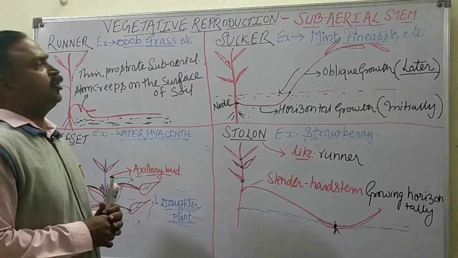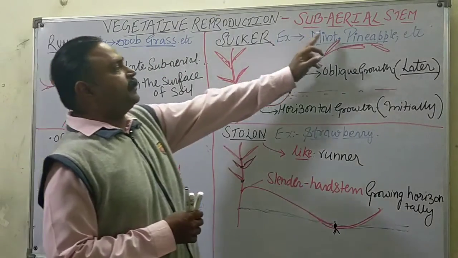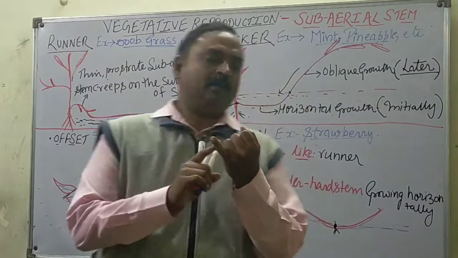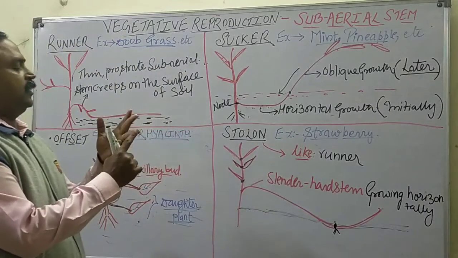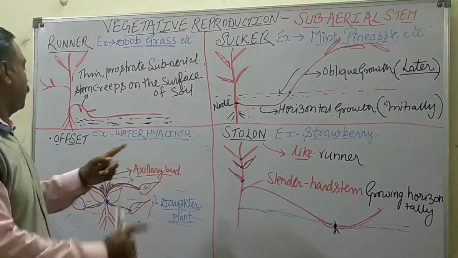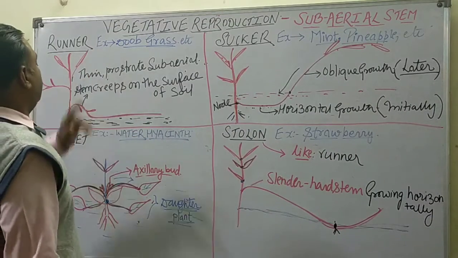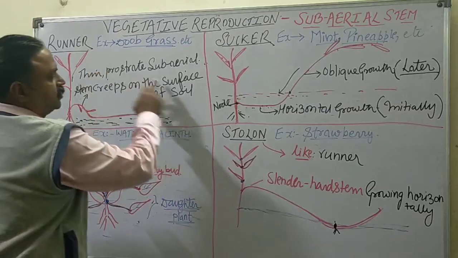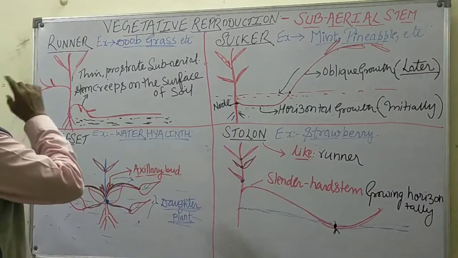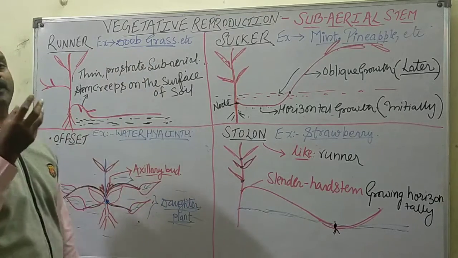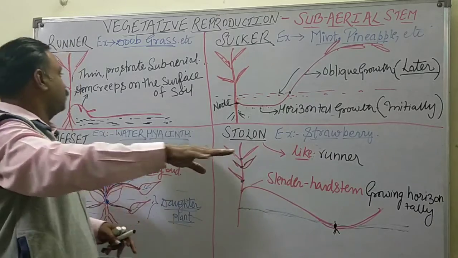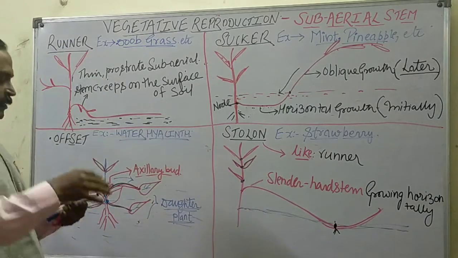Students, in vegetative reproduction, the last part we are going to study is the subaerial stem, and in subaerial stem we are going to study first runner, then sucker, stolon and offset. Runner, sucker, stolon and offset. There is a slight difference between runner and stolon that I will tell you in between. Stolon is a kind of runner only. So the best example of runner is doob grass. They spread very fast on the soil in the garden, so they are called runners. How do they do this? Just see.